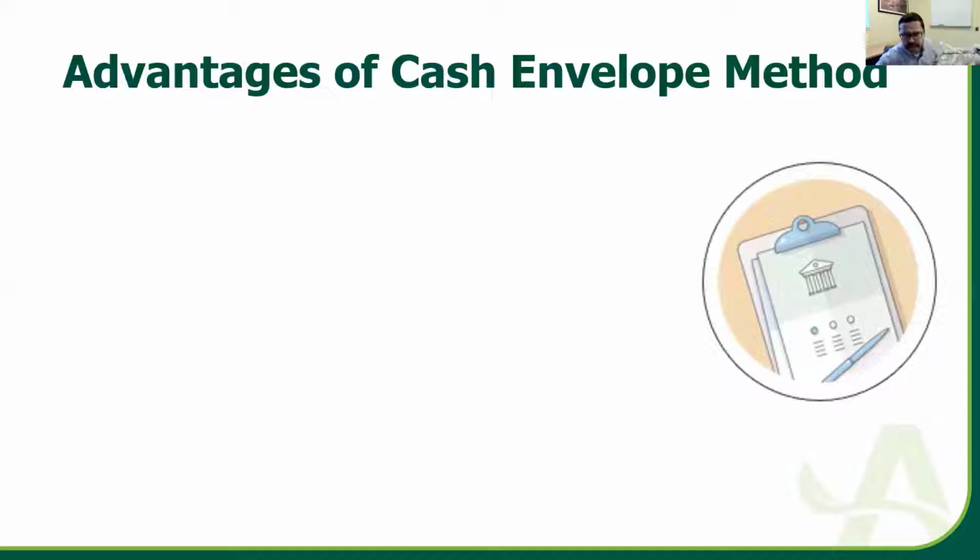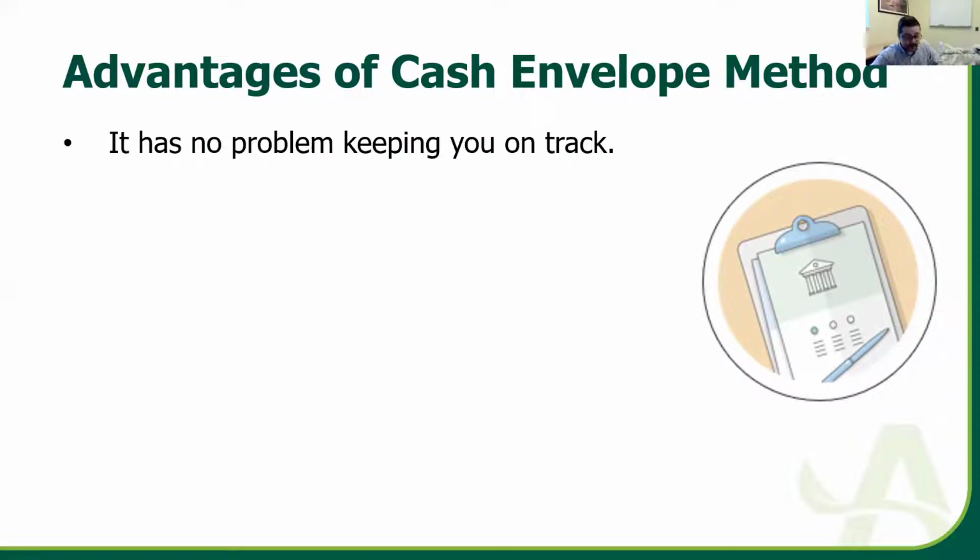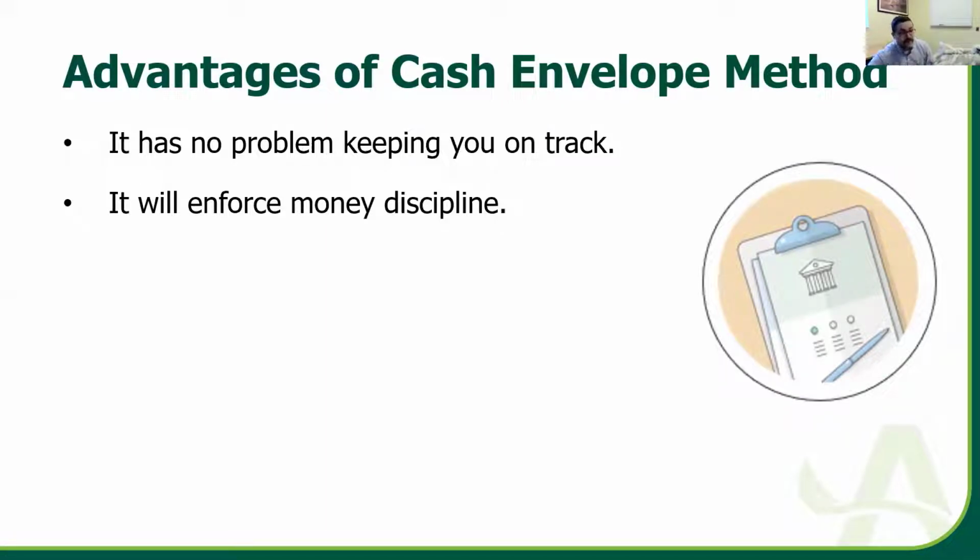So what are some of the advantages of the cash envelope method? It has no problem keeping you on track, right? It will literally, if you put $20 in there, that $20 is it, right? And that's it. And because of that, it will enforce the discipline, right? It will help you stay on track as far as that. It will help you keep discipline. And then if you don't have a friend you talk to, it will also hold you accountable, right? So these 3 steps right here, just because you take cash and put it in an envelope, it does all those 3 for you, as long as you are true to yourself and keep on doing it.